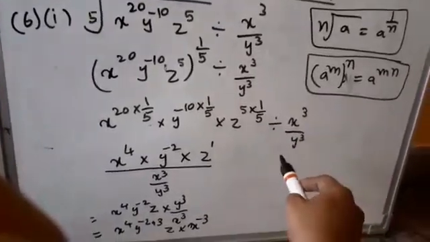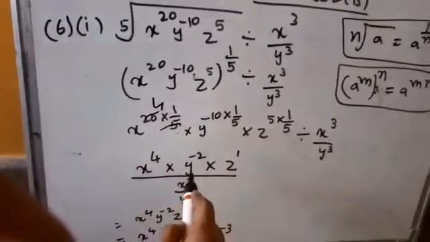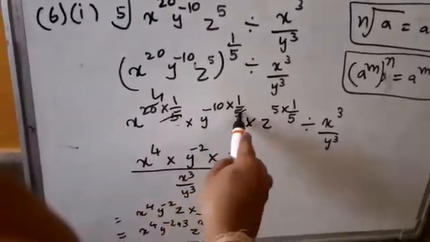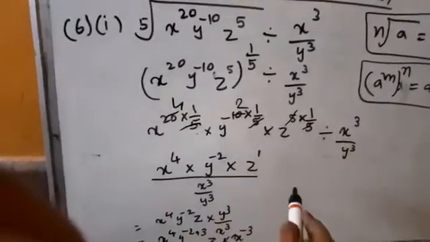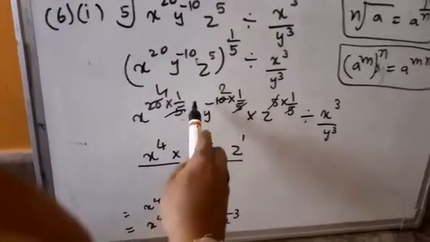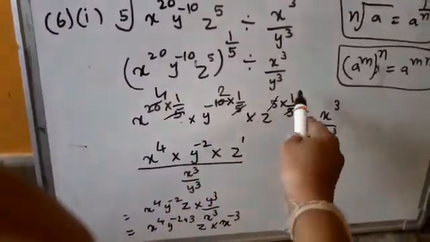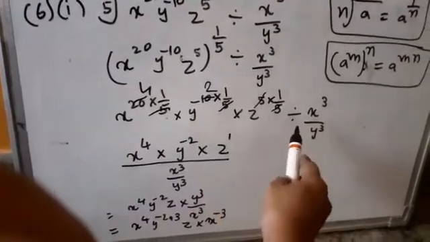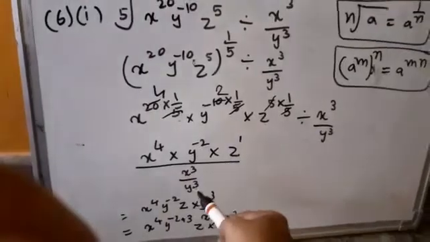See here, 5 ones are 5, 5 fours are 20, cancellation is possible. Next, 5 ones are 5, 5 twos are 10, cancellation is possible. Next, 5 and 5 cancel. That's why remaining is x to the power of 4 into y to the power of minus 2 into z to the power of 1. 5 and 5 cancel means 1 is there. Here, divided by means divided by the whole, next x cube by y cube.